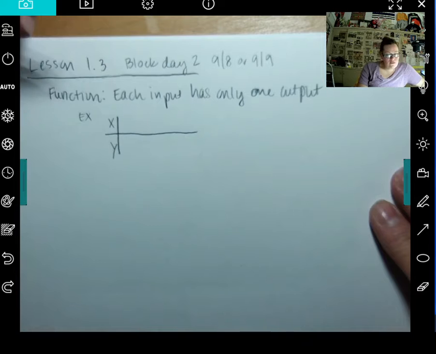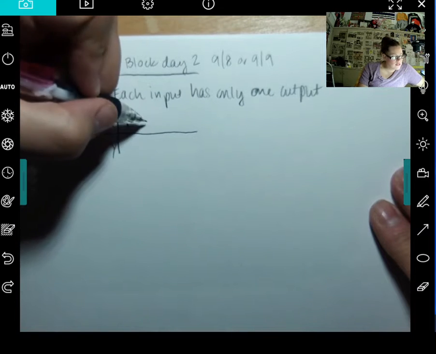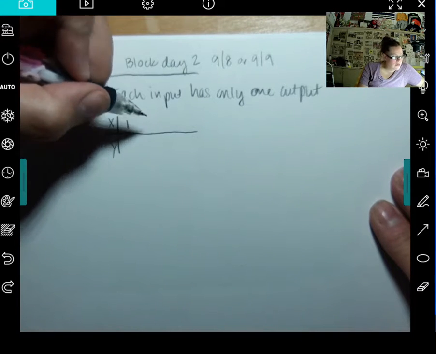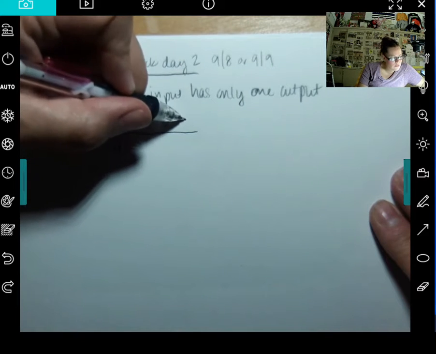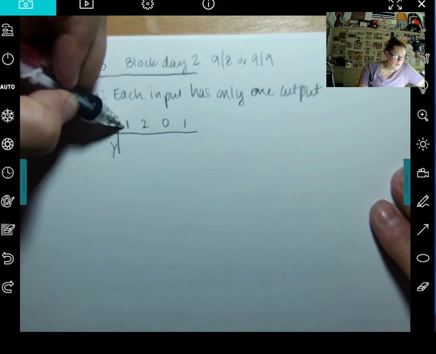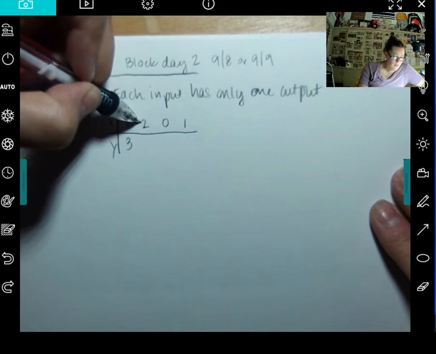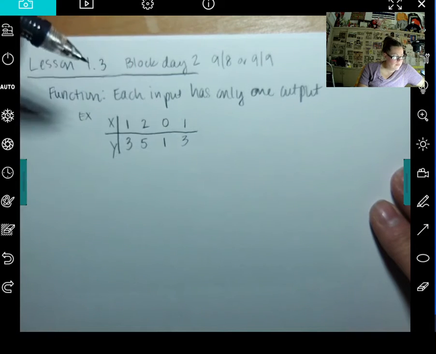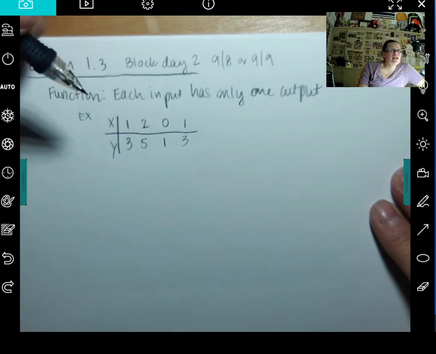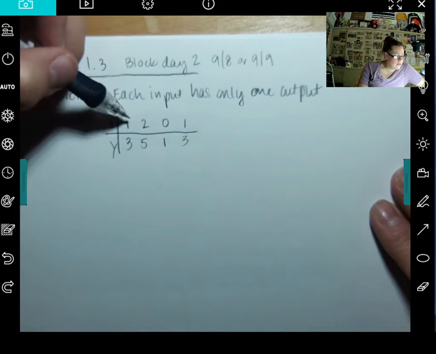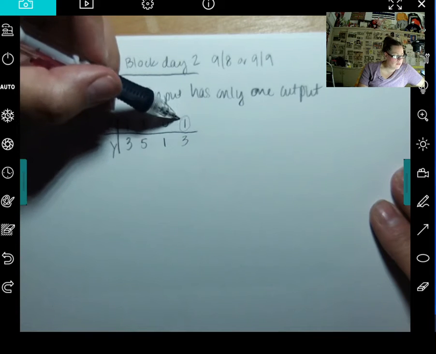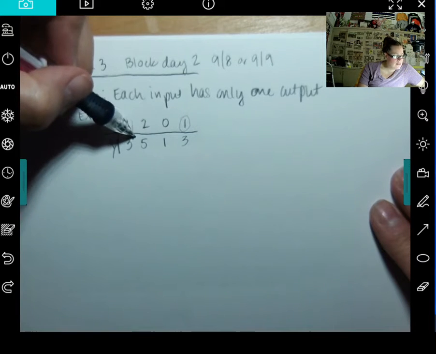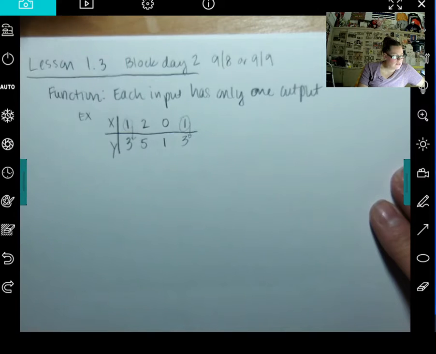Something that is a function would be like, say I gave you the XY table and it had just the random numbers on it, 1, 2, 0, 1. The outputs that correspond to these would be, let's say for this one we get out a 3, for this 2 we got out a 5, for this 0 we got out a 1, and for this one we got out a 3. So you want to look to see, are there any numbers that are repeated in the input? So 1 is repeated in the input column. Do we get the same output? Yes, we do get the same output. So this would be a function.